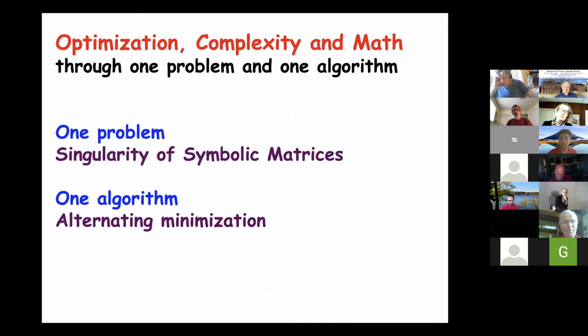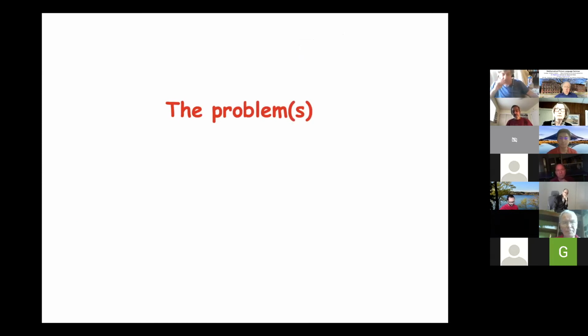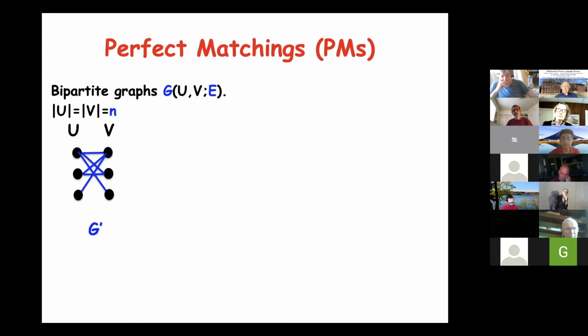So as I promised, I'll start from one problem and one algorithm. And I'll explain what they are, both of them, because most people may not be familiar with them. First, I'll start with the problem. And actually, to explain the problem of singularity of symbolic matrices, I'll start from a toy problem and then extend it to that. So let me tell you about bipartite matching.